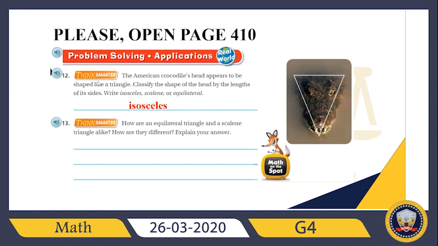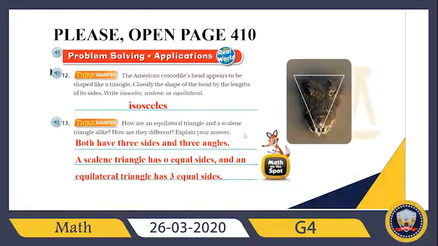What about question 13? Let's read the question together. How are an equilateral triangle and a scalene triangle alike? How are they different? Explain your answer. Okay, both of them are triangles, right? I know a triangle has 3 sides and 3 angles.